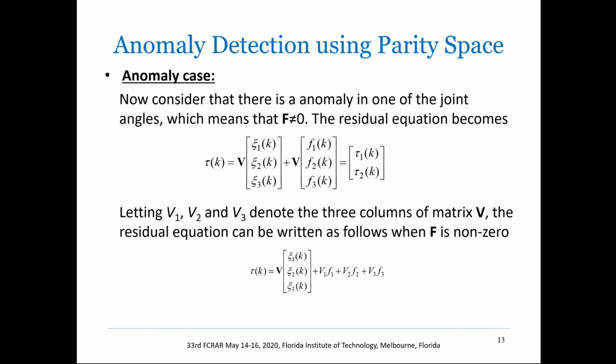In the anomaly case, we can't assume that f is 0, so it adds an element to the matrix, where it equals the following, since f is non-zero.